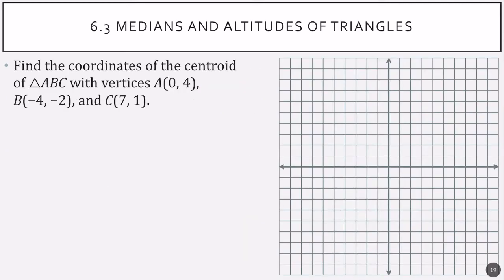Alright, let's try another example. Find the coordinates of the centroid of the triangle ABC with those vertices. So maybe we should start by graphing them. So we have 0, 4 is point A, -4, -2 is point B, and 7, 1 is point C.